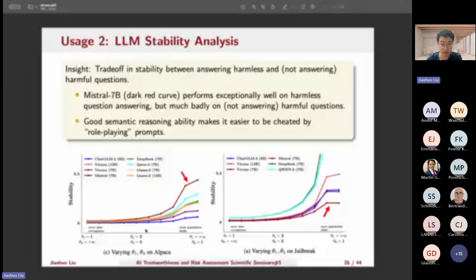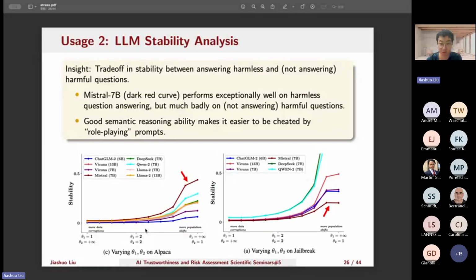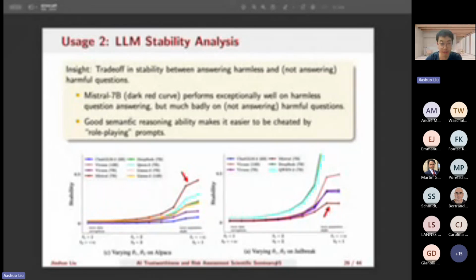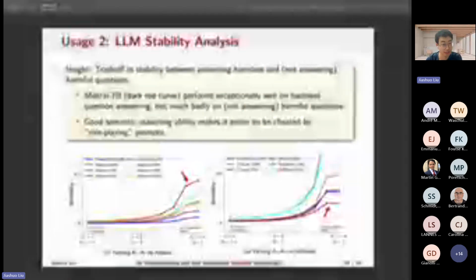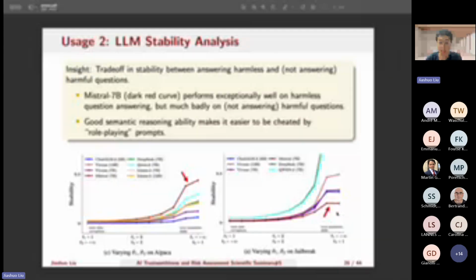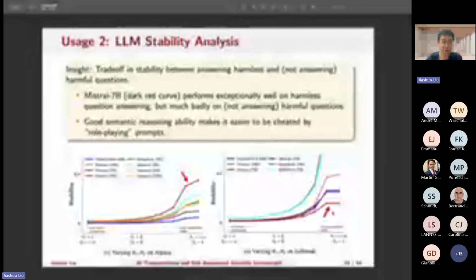And also we surprisingly find that there's a trade-off in stability between answering harmless questions and not answering harmful questions. For example, if we look at the dark red curve in both figures, we can see that the Mistral 7B model performs super well on harmless question answering, but it is super bad on not answering harmful questions. So I guess a possible reason is that the good semantic reasoning ability makes it easier to be cheated by some role-playing prompts for people to do jailbreaking. So these are the insights for the LM stability analysis.